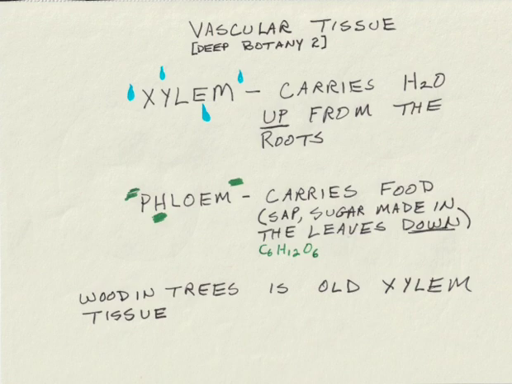The other vascular tissue is called phloem, and phloem carries food, in particular sap and sugar made in the leaves during photosynthesis. It carries that down to the rest of the plant. Basically, the leaf is the kitchen of the plant, where it makes these sugar compounds and then feeds the rest of the plant. By the way, the woody part of a tree, the hard part you build a house out of, is really just old, dried out xylem tissue.